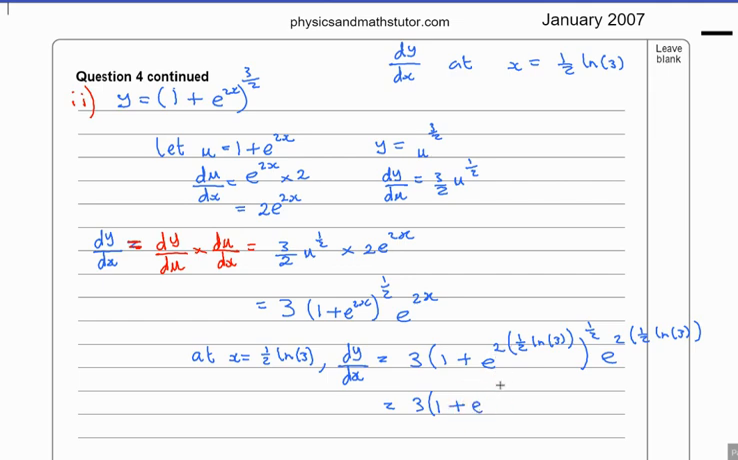Okay, so then that equals 3 times 1 plus e to the power of ln 3, because the 2 times a half gives you just 1, so we just have 1 lots of ln 3. And then that's to the power of a half. And then times e to the power of, again, 2 times a half is 1, so it's just e to the power of ln 3.